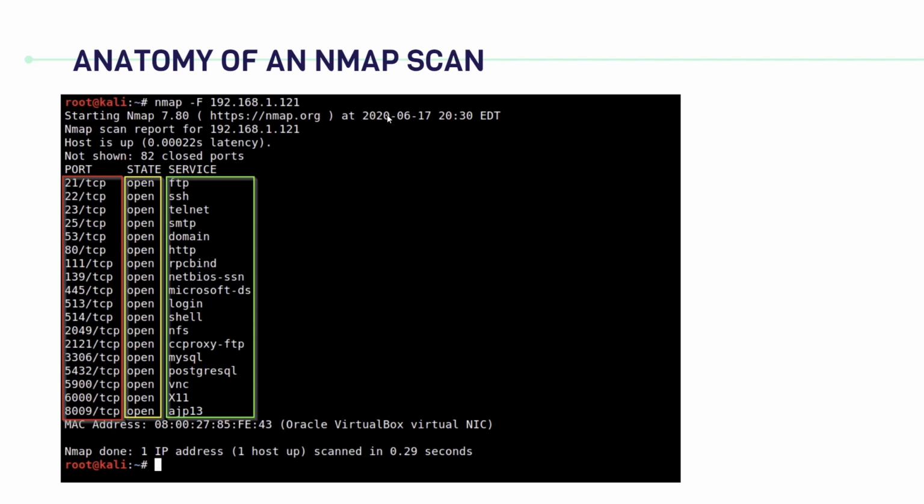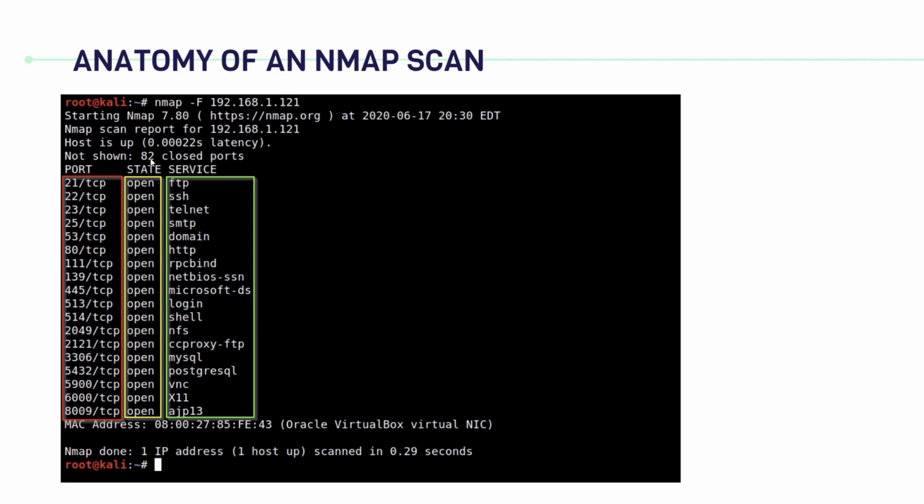So nmap starts, and it gives us some very important information, like when the scan was started. That is very important information for a penetration tester in their reports. And then you get the report for the IP. It also gives us an idea of all the ports that were scanned, the number of ports. In this case, the number of ports that was scanned was 100 ports.